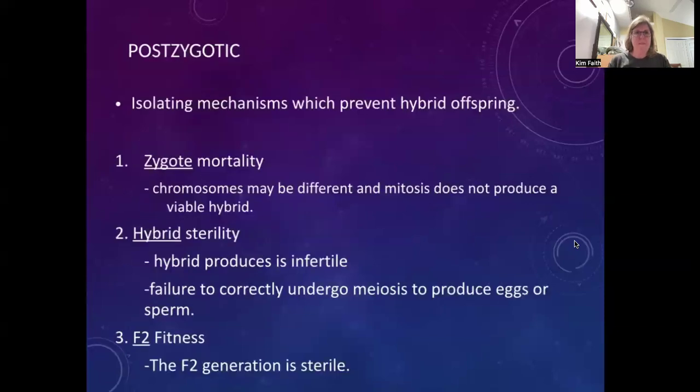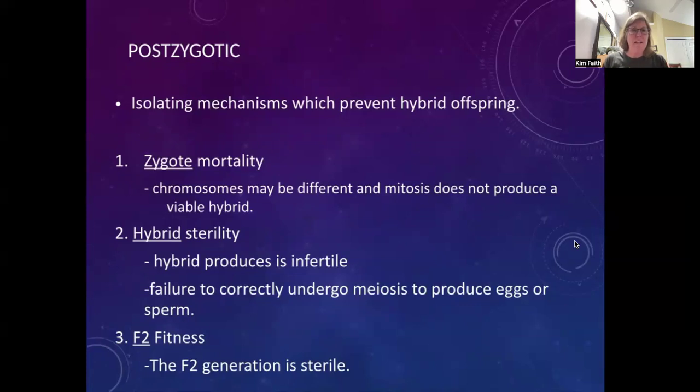Post-zygotic is after. This is going to prevent the hybrid offspring from being viable. So number one is zygote mortality. Chromosomes may be different. If you have a different number of chromosomes, once the egg and sperm meet, they can't line up their homologous chromosomes and they can't move to the next step, which is mitosis, right? You have a fertilized egg, it now has to undergo mitosis for 2 cells and then 4 cells and then 8 and 16, and we keep going on and on. If we don't have the right chromosome numbers, we can't move to the next step.